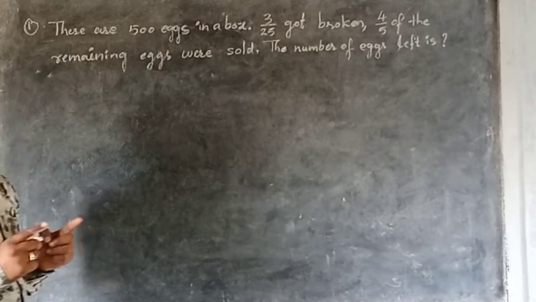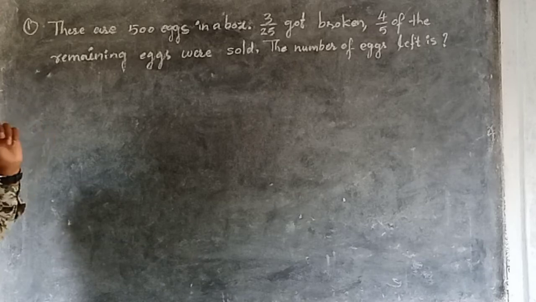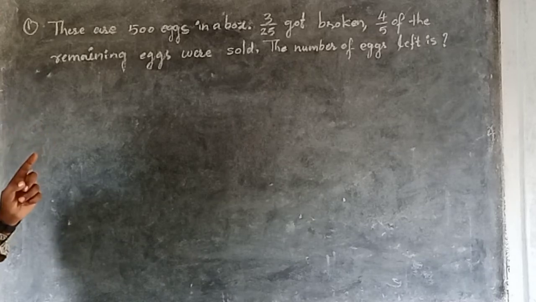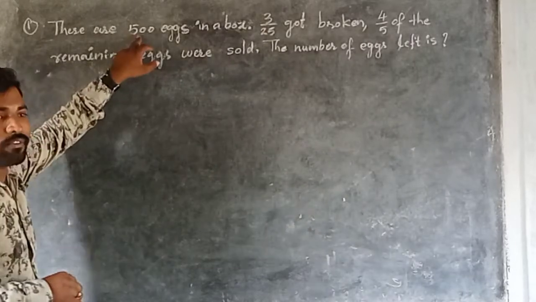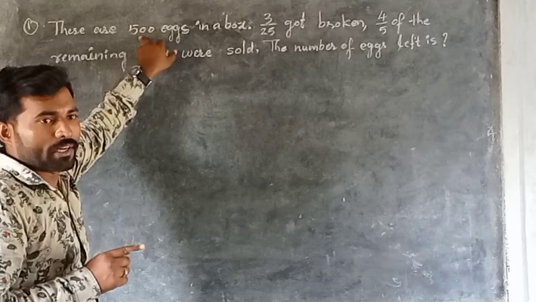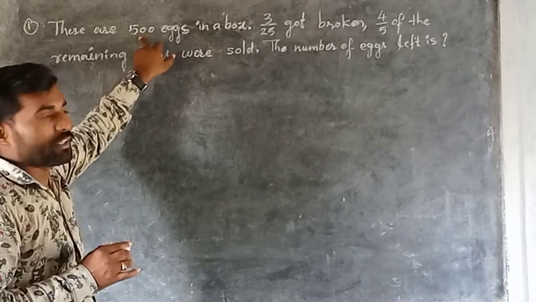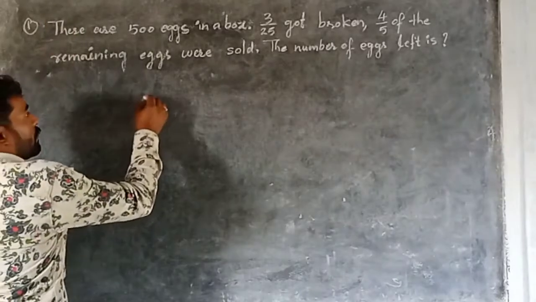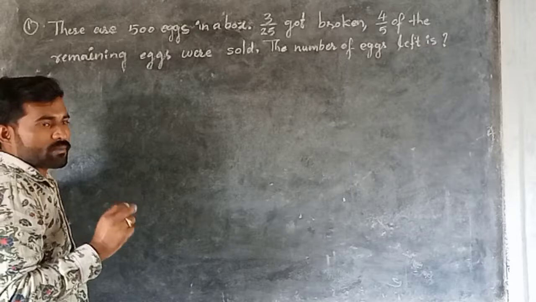Okay, look here, all of you. First of all, you need to understand the question. Then only you will do the solution. Total eggs are 500. Yes or no? You can do it by the direct method also. Look here. How much part is broken? 3 by 25 part is broken.